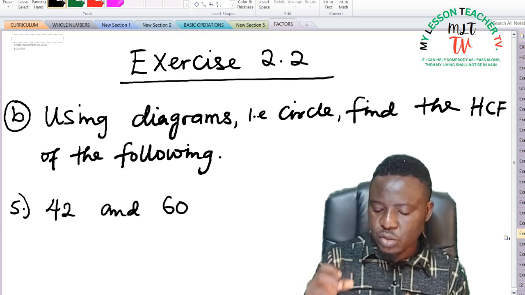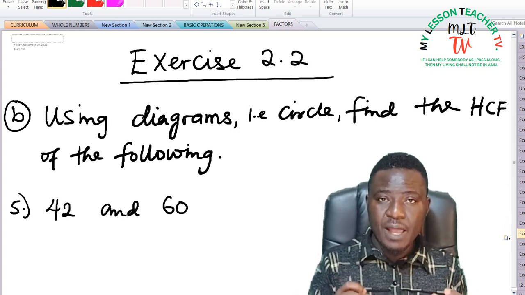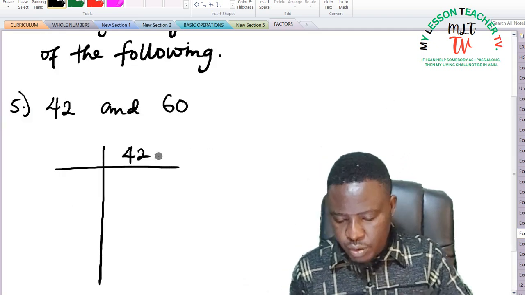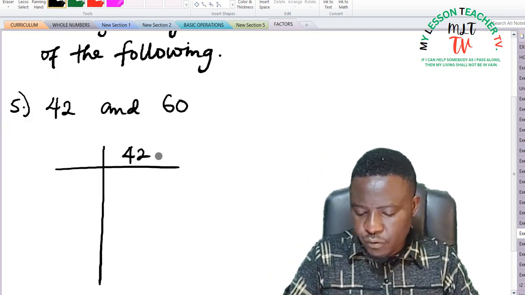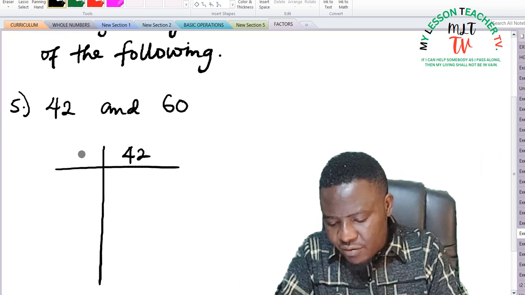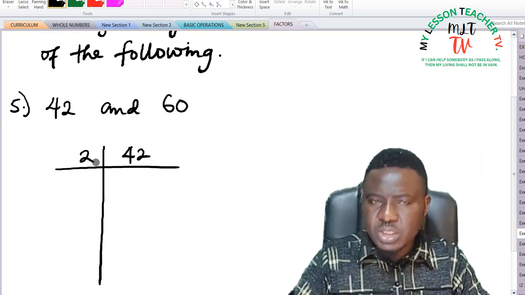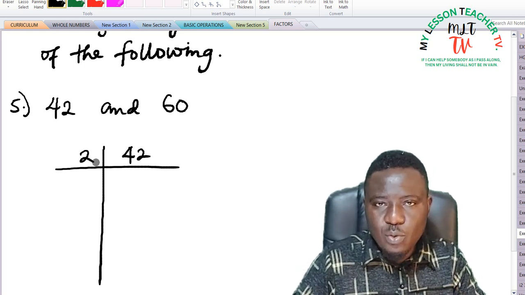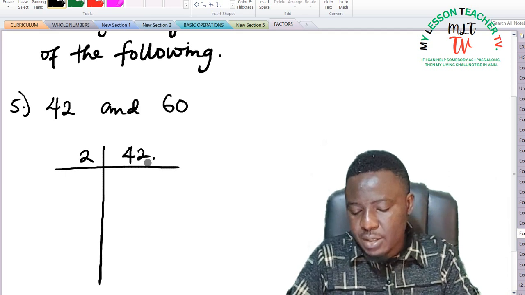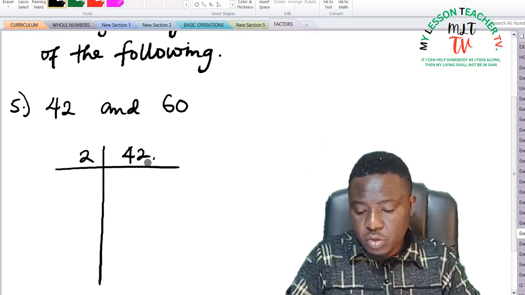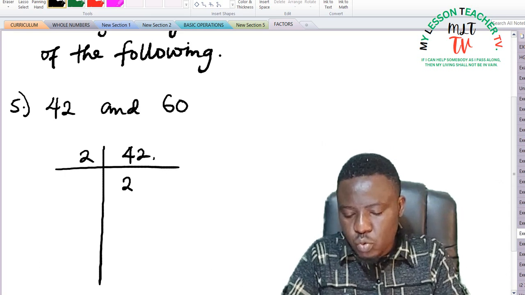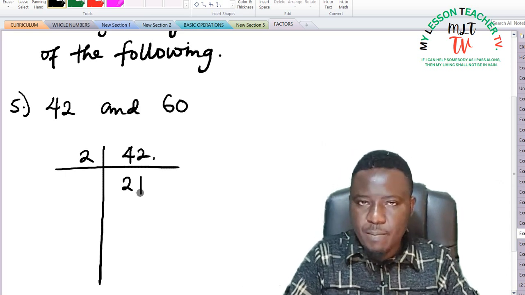We shall now express 42 and 60 as a product of their prime factors. 42 can be expressed as a product of its prime factors by dividing by prime factors. Start with 2. 42 is said to be divisible by 2 because the last digit, 2, is divisible by 2. So 2 into 4 is 2. 2 into 2 is 1.